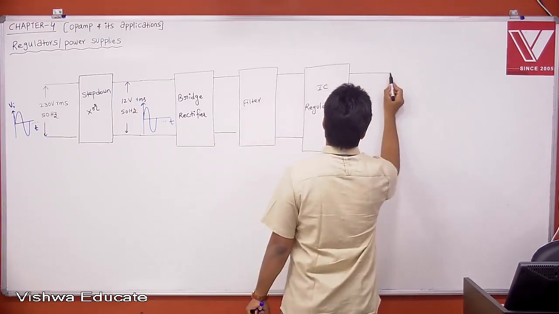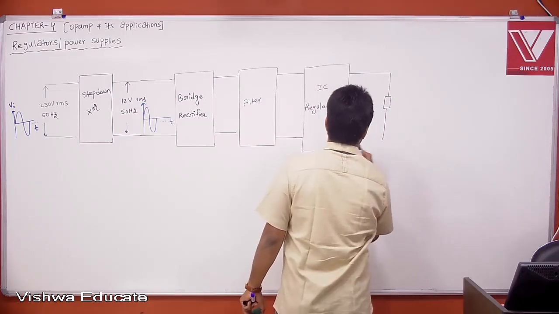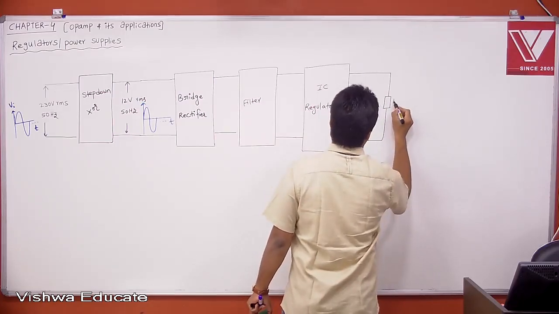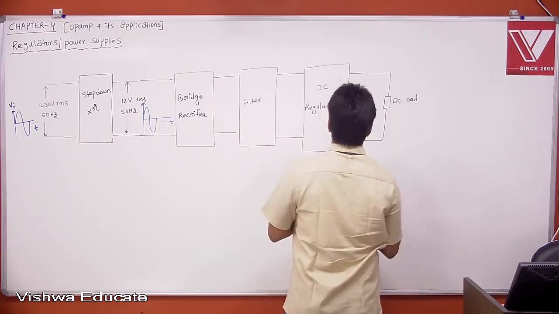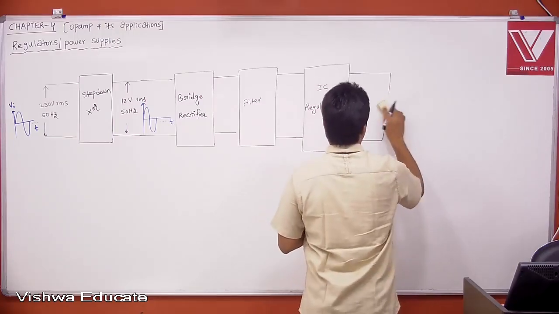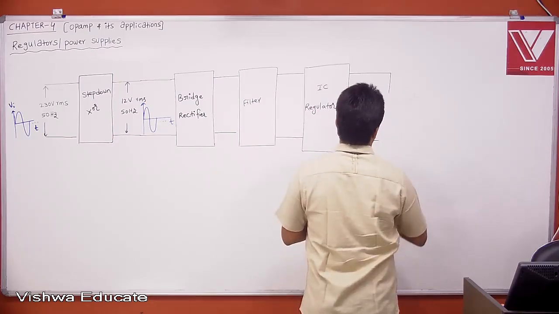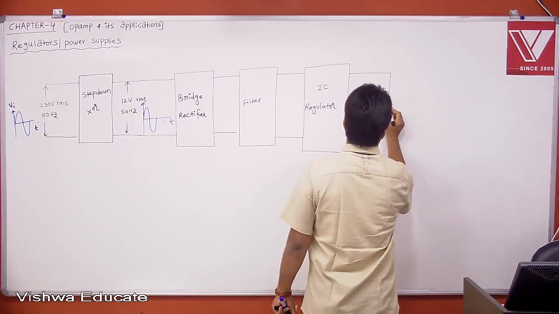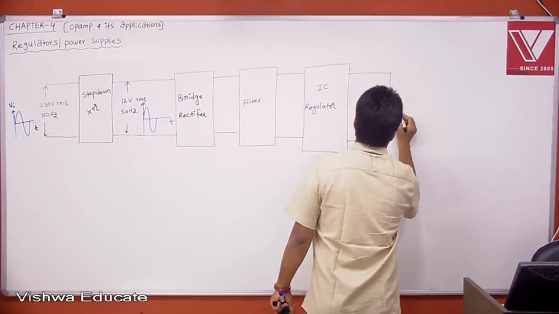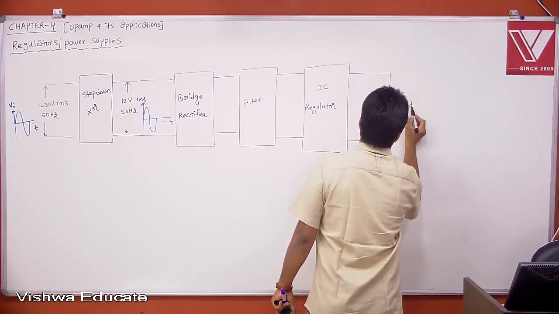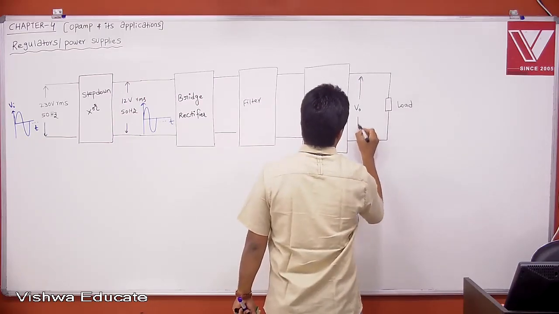Then we are going to give it to a load, your real load. This is your DC load, or anything. It's not only a DC load, it could be anything. Therefore this is the load, and this is our output voltage, V0.